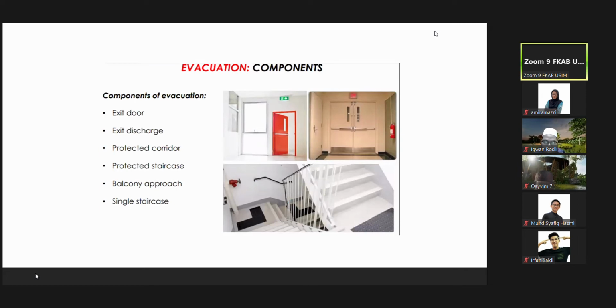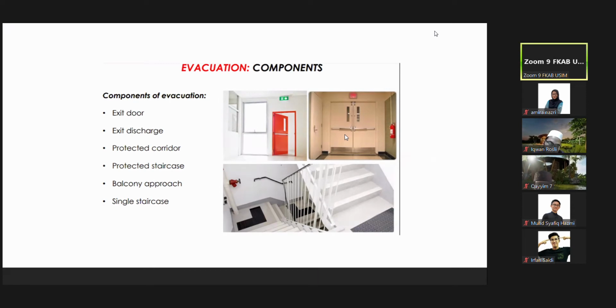Okay, remember, in reality, you may see that the fire staircase must have the exit light, emergency light there, and also exit door, exit discharge, protected corridor, protected staircase, balcony approach, and also single staircase. But the fire door has to indicate the exit discharge. Ada lampu dekat situ. Okay, and also there must be a dry powder. Dry powder is an extinguisher. So this is the reality.